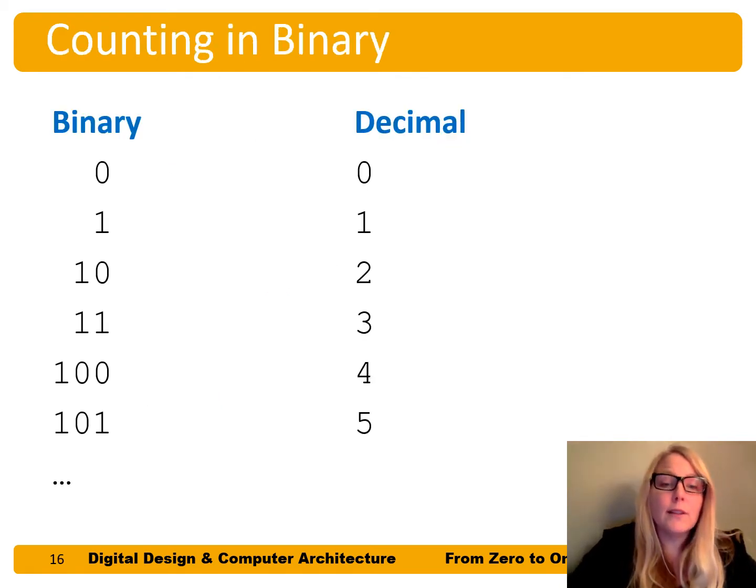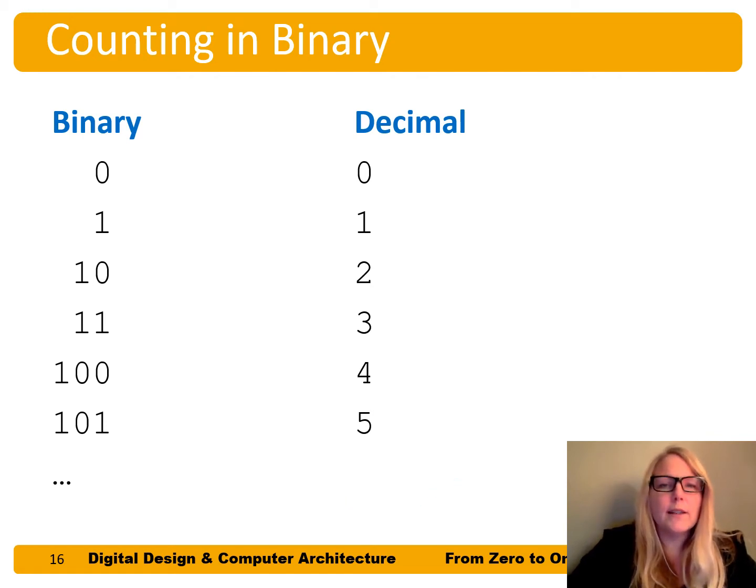So we can also count in binary just like we can in decimal. In decimal we'd have 0, 1, 2, 3, 4, 5, 6, 7, 8, 9. When we got to 9, we'd have to go to the next digit. We get 10, and so on.